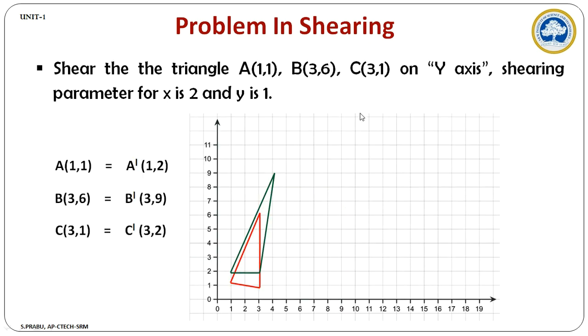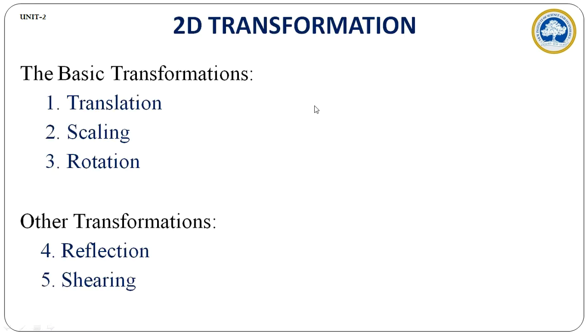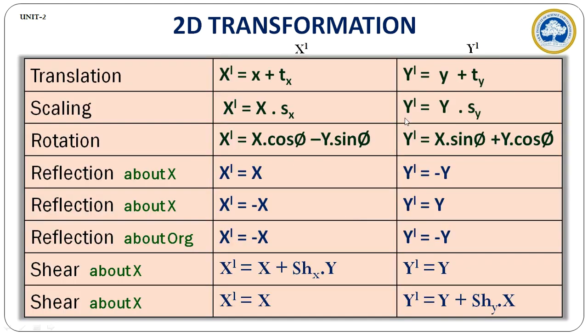Sometimes in your question paper, shearing can be asked about both the x and y axes. In that case you can find the values for both the x and y axes and illustrate the result like this. So in this way you can solve shearing problems in 2D transformation. So I discussed all the transformation problems and I hope you can easily solve them in your examination. You should remember the formula for each transformation. So memorize this tabular column for solving any problem in 2D transformation.